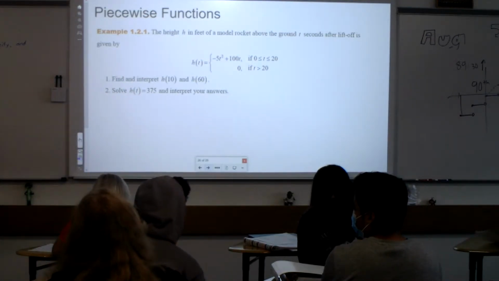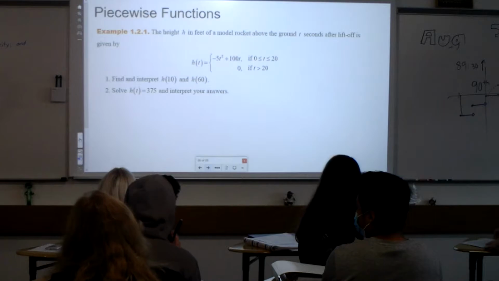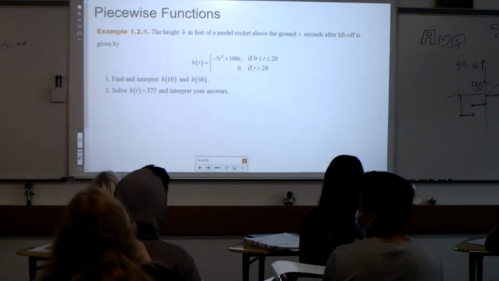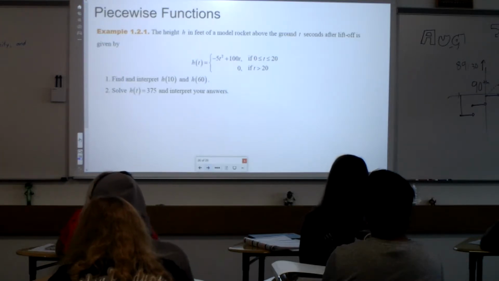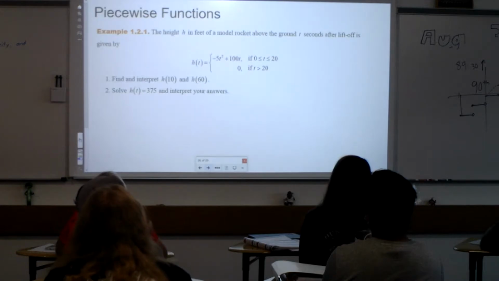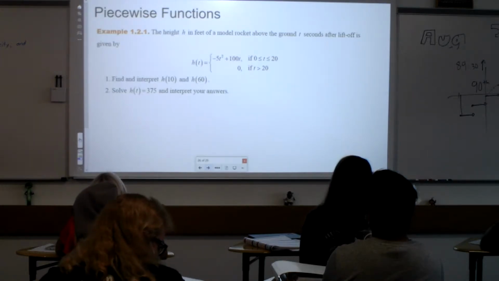So let's actually start with a real life application here. I'm going to have Emily read this for us. Just the first sentence. The height, in feet, of a model rocket above the ground t seconds after liftoff is given by that. So what are we talking about here?